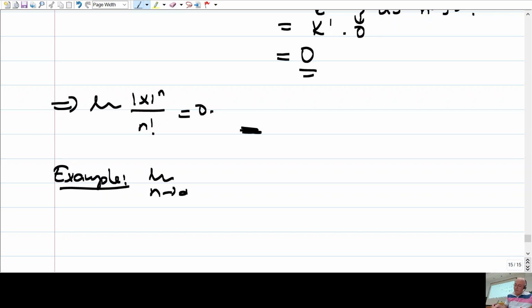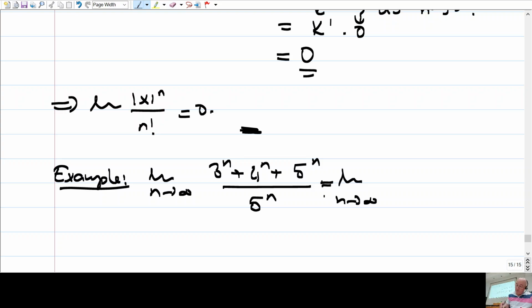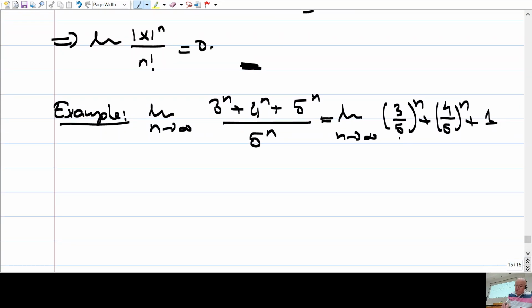Let's compute this limit as n goes to infinity: 3 to the power n plus 4 to the power n plus 5 to the power n, divided by 5 to the power n. Well, this can be written like this: (3/5)^n plus (4/5)^n plus 1. This is r to the power n, and r is less than 1, right? So 3/5 is less than 1. Therefore, its limit is 0.